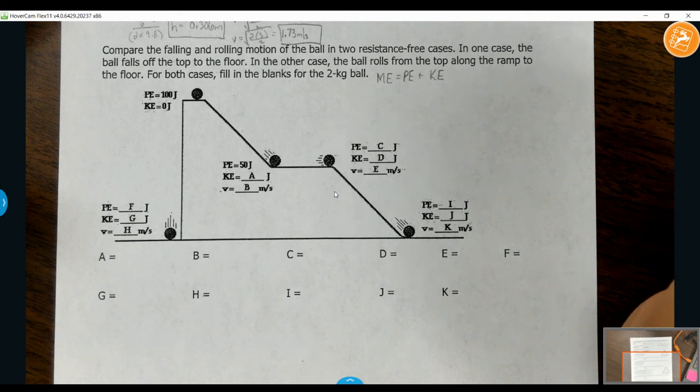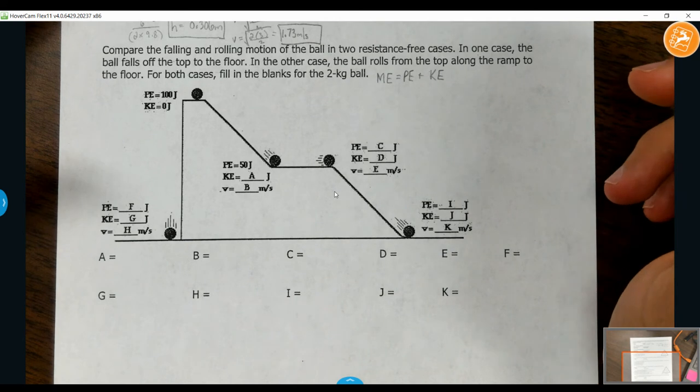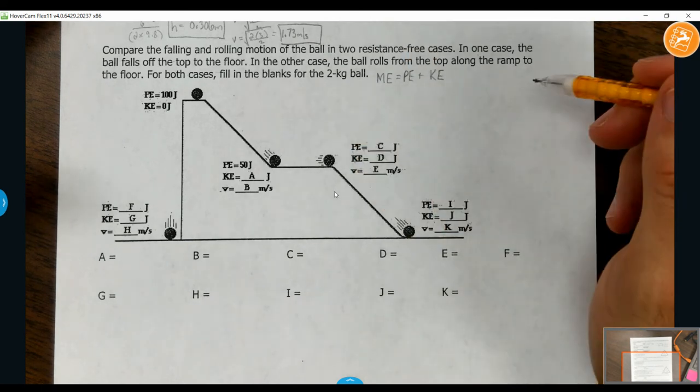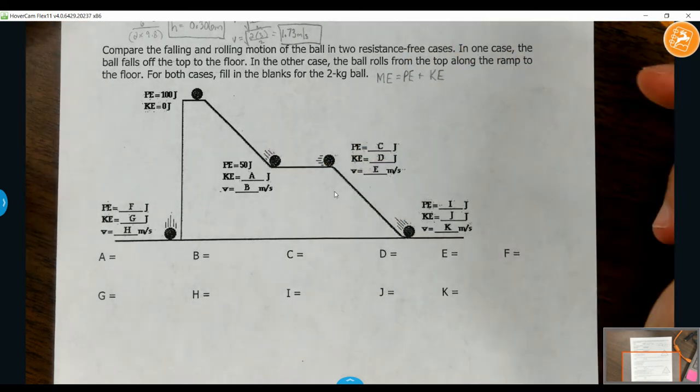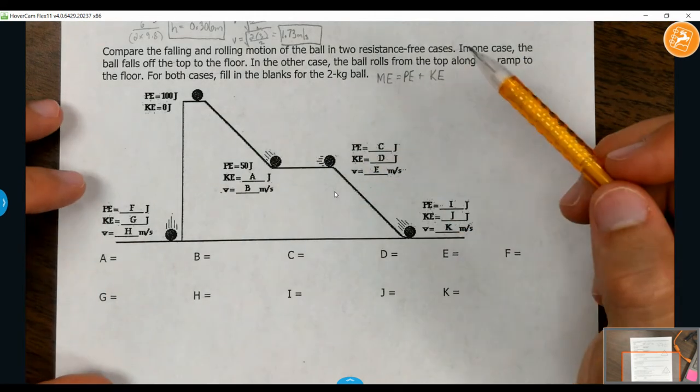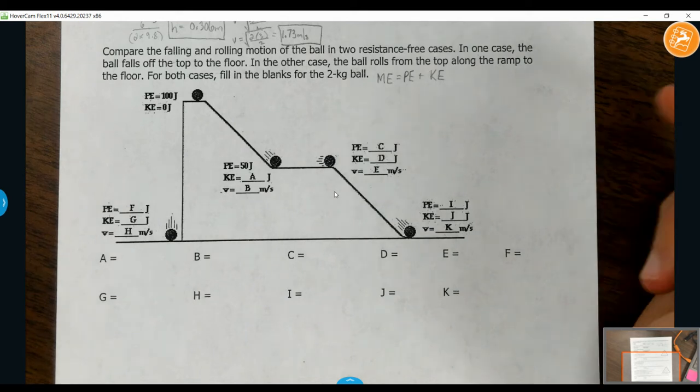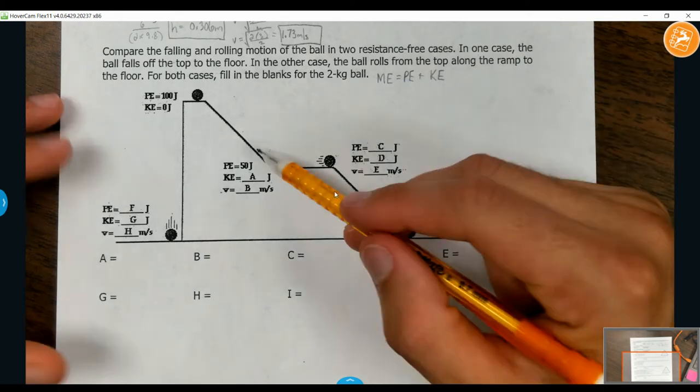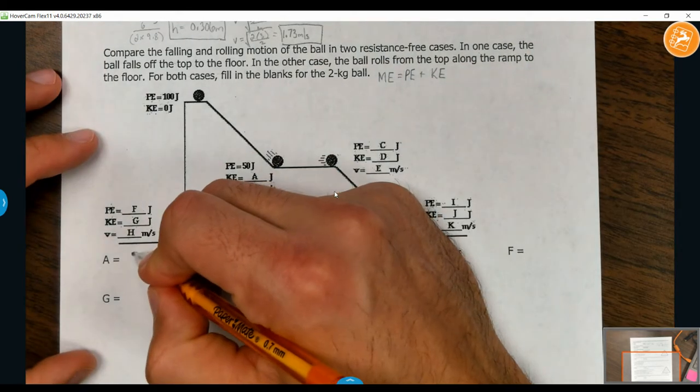Based upon where the heights are, the positions, and the given pieces of information, you're going to be able to solve for these missing pieces of information. So for A, they want the kinetic energy. Well, that's pretty simple. 100 minus 50 is going to be 50 joules.